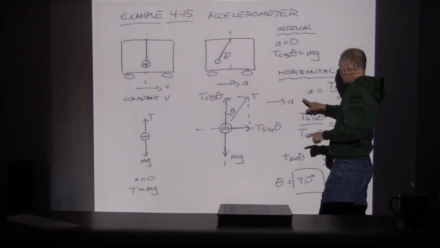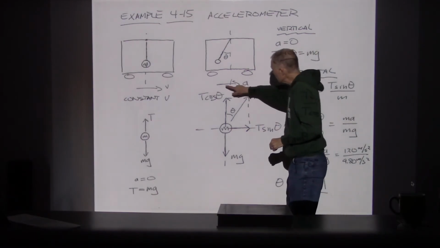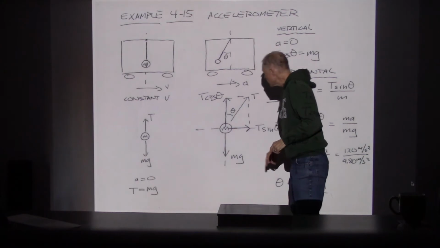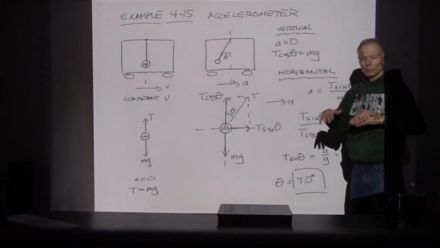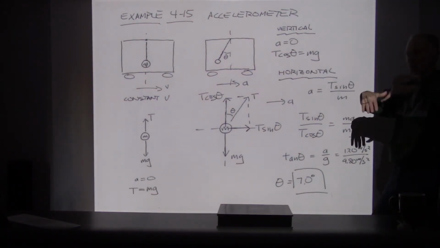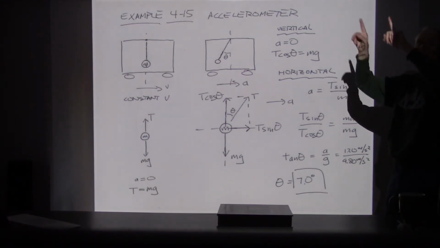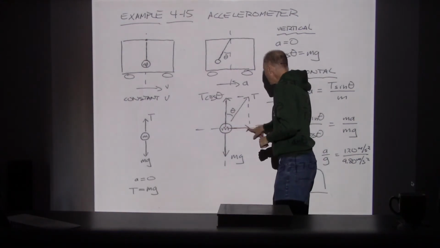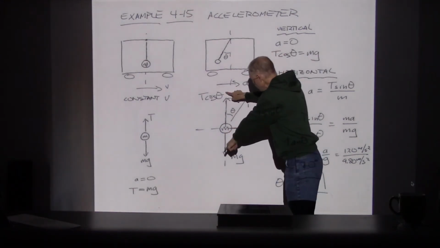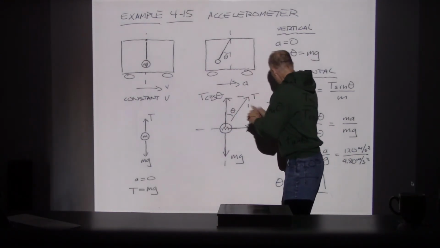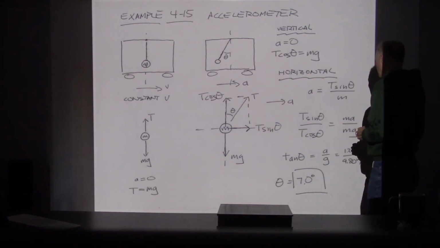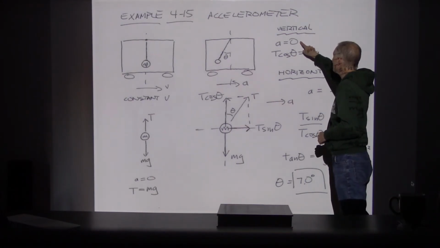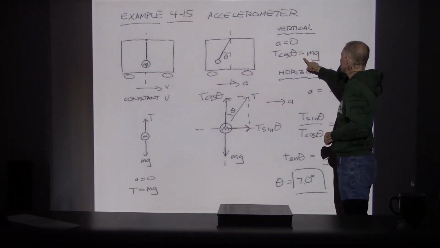Now, what I can see from this is that T cosine theta is going to equal mg because, again, this thing is not rocketing off, it's not heading upwards, it's not accelerating upwards, and it's not accelerating downwards, but it is accelerating forwards. So the vertical forces cancel out, and that gives us, in the vertical direction, acceleration is 0, T cosine theta is equal to mg.